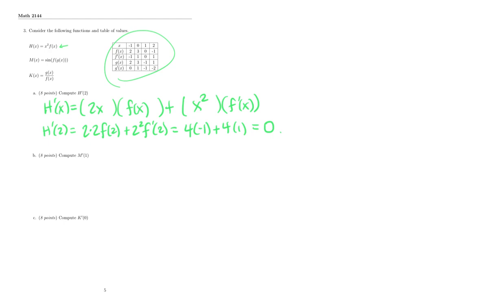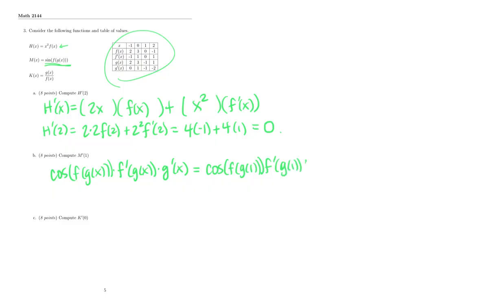For the next one, I'm asked to compute m prime of 1. So that's going to be cosine. Okay, so m is going to need the chain rule twice. Cosine of f of g of x times f prime of g of x times g prime of x. And I want to evaluate this at 1. So that's going to be cosine of f of g of 1 times f prime of g of 1 times g prime of 1.